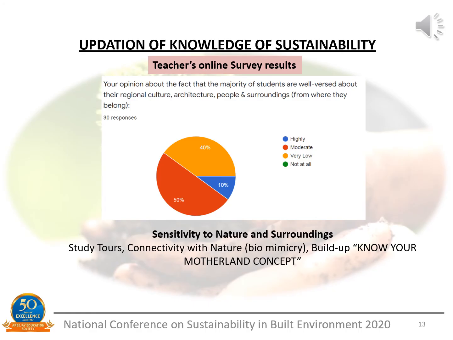We feel that it is very important for a student to have knowledge of his own region in depth. This is very important for them to understand social sustainability. To know the factual position, we asked the teachers about the students' level of understanding and knowledge about their region, whether they know about their regional culture, architecture, people and surroundings. And their responses clearly reflect that students hardly know about their motherland, which is not a good sign for social sustainability. We should strongly build up Know Your Motherland.